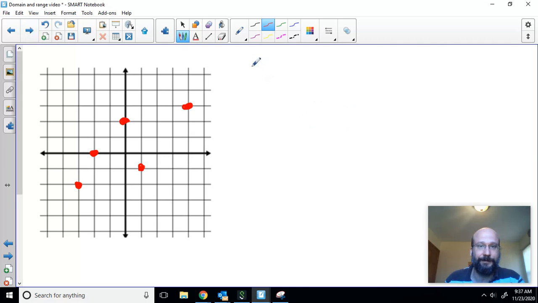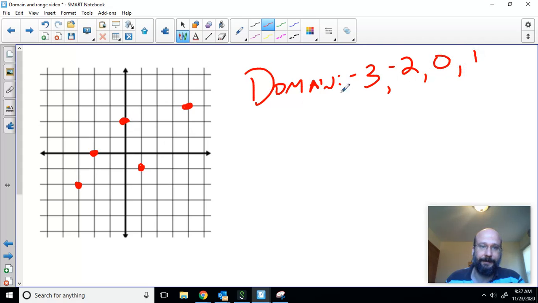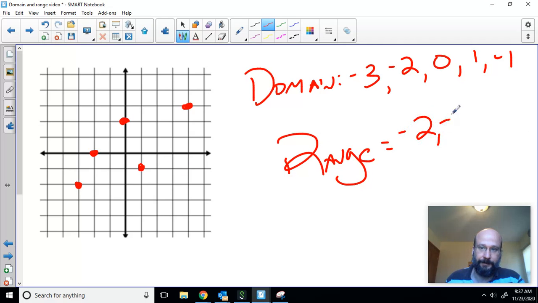One more time with this one. Domain, your x. So this x value here is -3. This x value is -2. This x value is 0. This one's 1. And this one way over here, 1, 2, 3, 4, it has an x value of 4. Range, I'm going to look at the y. This y value is -2. This one's -1. This one is 0. This one is 2. And this one is 3.